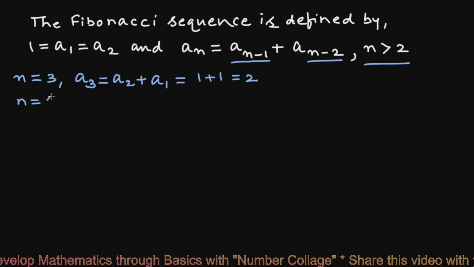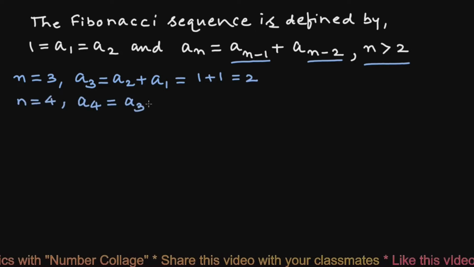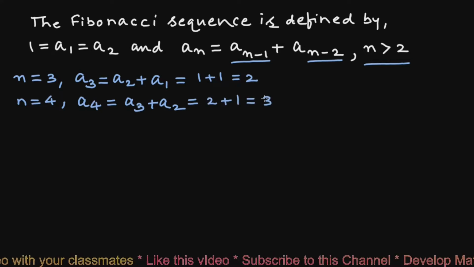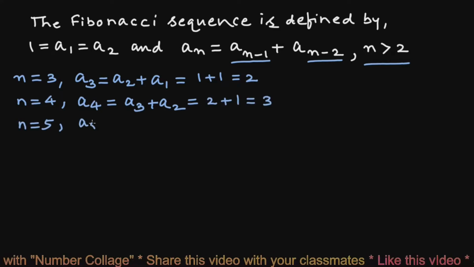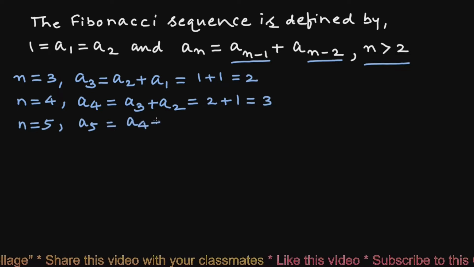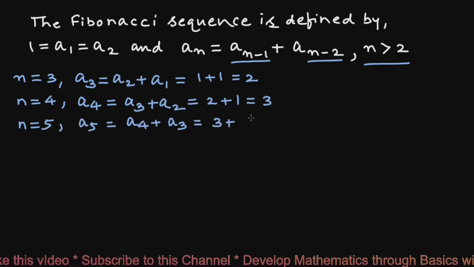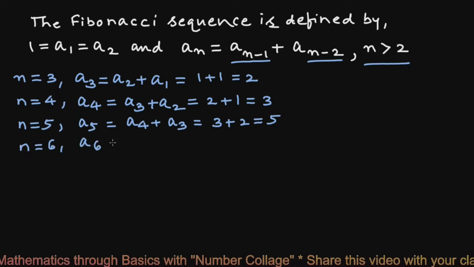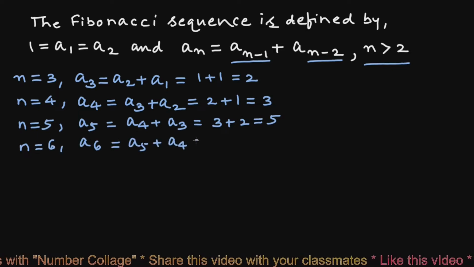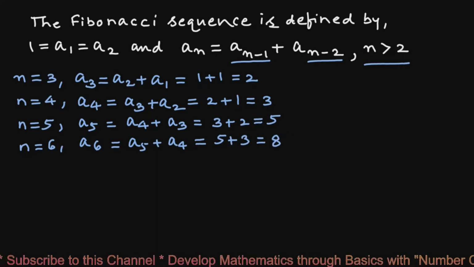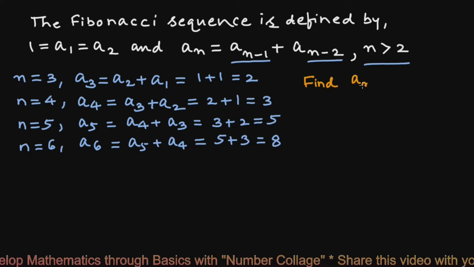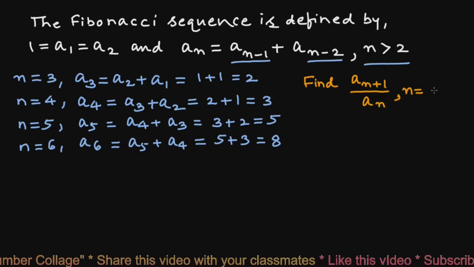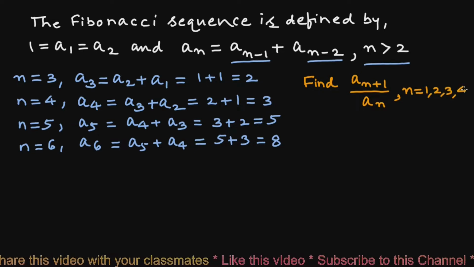For n equals 4, a4 will be a3 plus a2, that will be 2 plus 1, 3. For n equals 5, a5 will be a4 plus a3 equals 3 plus 2, 5. For n equals 6, a6 will be a5 plus a4, 5 plus 3, 8. Here we have to find an plus 1 upon an for n equals 1, 2, 3, 4, 5.